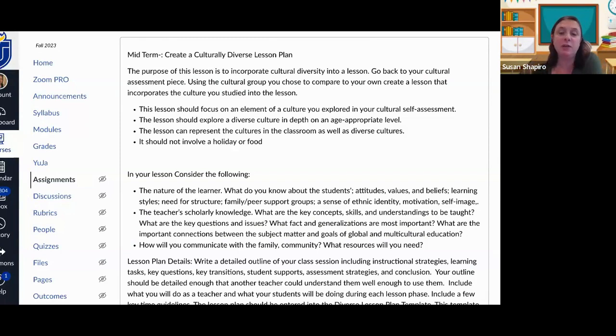It needs to be done developmentally. So you don't want to have the history of someplace when you're working with 3-year-olds. It really has to make sense. The lesson should explore the culture in depth on an age-appropriate level. And it should not involve food or a holiday, which is usually the hard part.